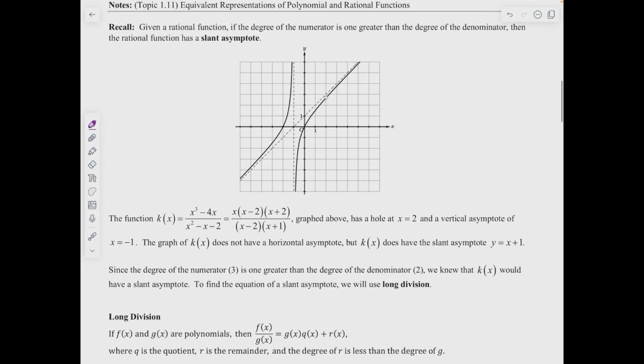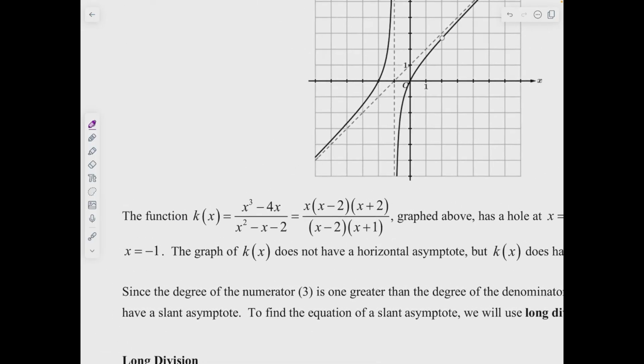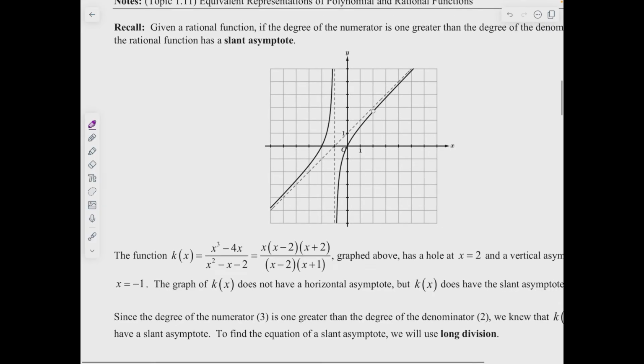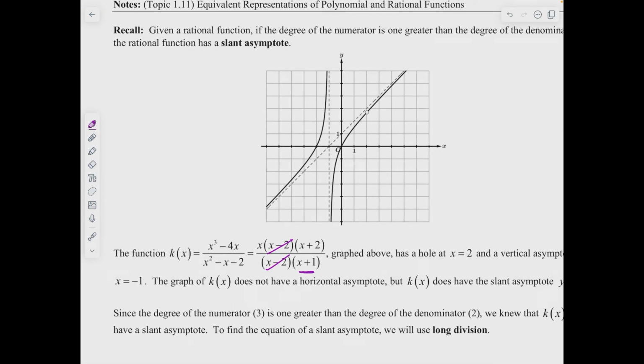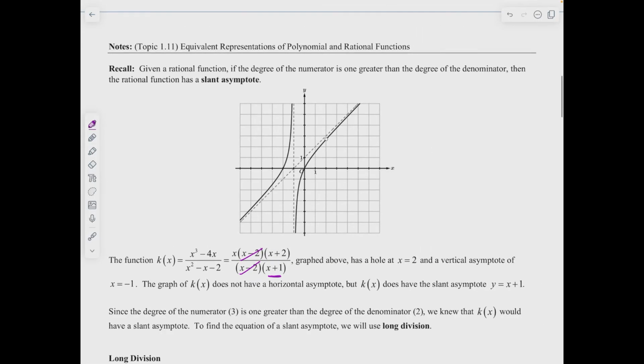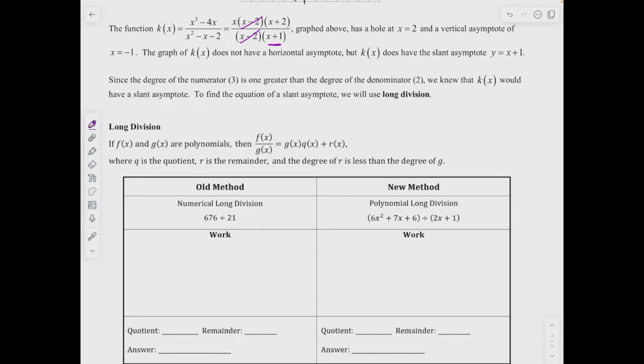So the function k of x, as they show here, is 1 degree larger in the numerator, as graphed above. It has a hole at x equals 2 because the x minus 2 will cancel out. It has the vertical asymptote at x equals -1. It does not have a horizontal asymptote, but it does have a slant, found by doing polynomial long division. Since the degree of the numerator is 1 greater, we know k of x would have a slant asymptote. So it's just a real quick review of long division that we've done before.